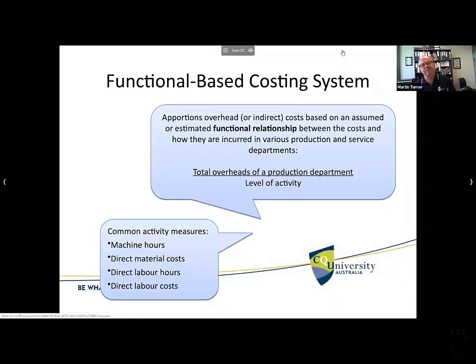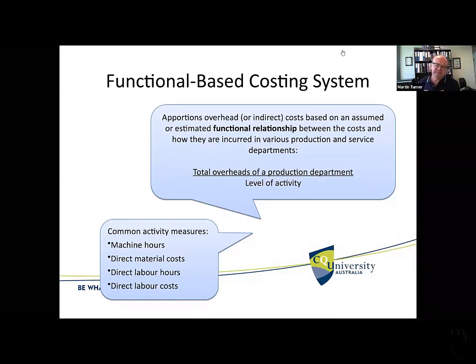Functional-based costing systems, that's where we make an assumption about the functional relationship between the costs and the product, and as to how they're incurred in their production and service departments. So, for example, total overheads of a production department divided by the level of activity. Common activity measures are machine hours, direct material costs, direct labour hours, direct labour costs.